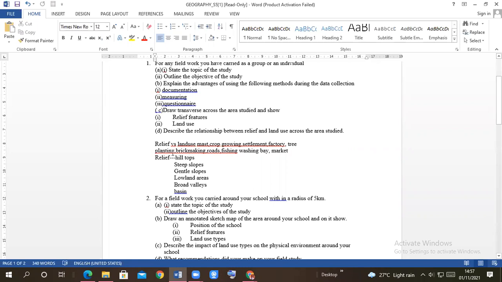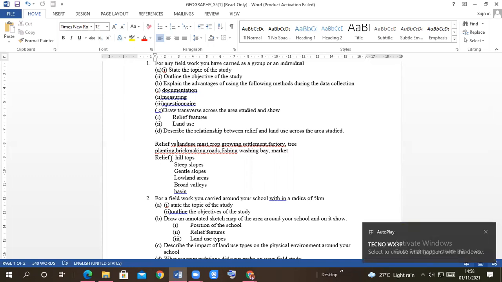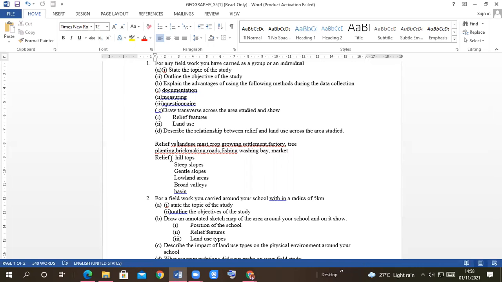What about the different nature of the relief? We have steep slopes. We also have gentle slopes. Good. These steep slopes that have peaked. Lowland areas. Good. Broad valleys. And a basin. And the basin, isn't it?